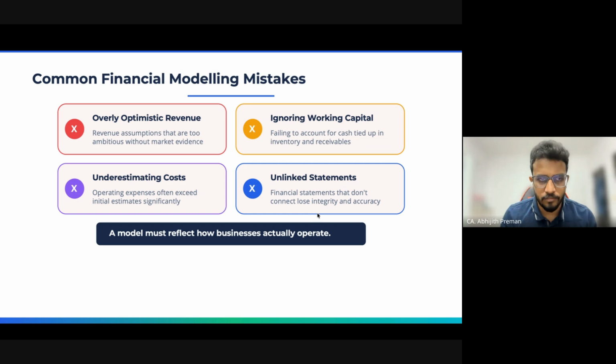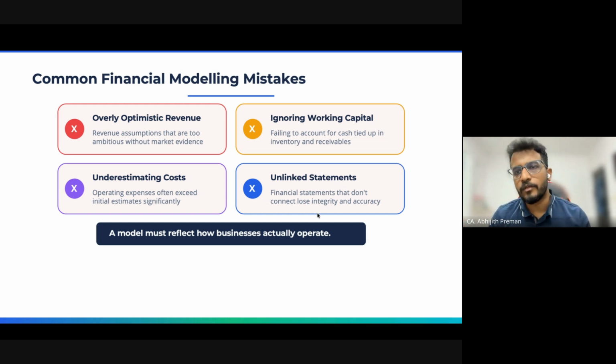Then underestimating cost. Like I've told you about estimating the revenue, underestimating cost is another thing people do. Operating expenses often exceed initial estimates significantly. For example, you always need to factor in hiring. People expect, okay, for this role I am going to pay this much amount.